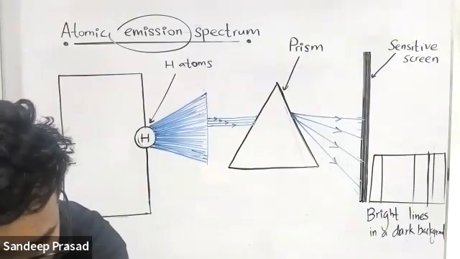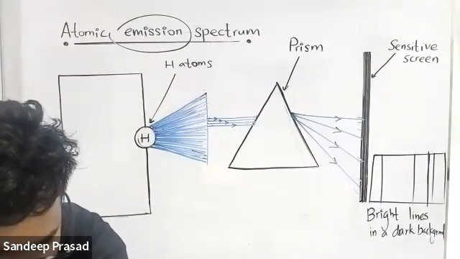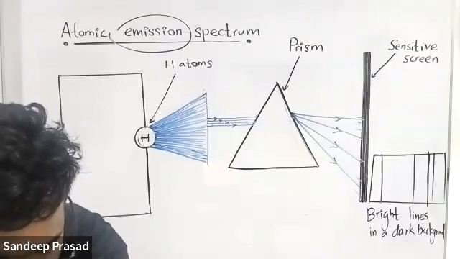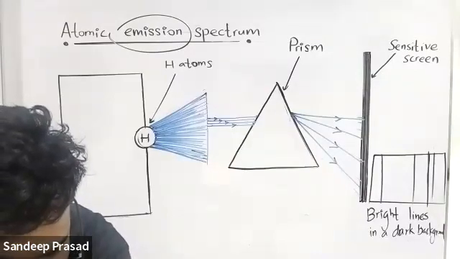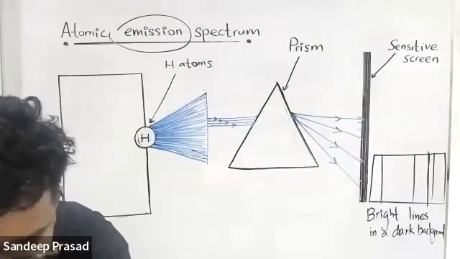Sir, can you explain the initial step again, please? What caused the difference between bright and dark lines in the two spectra?